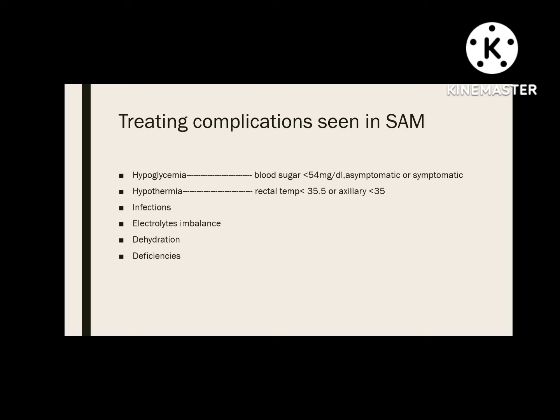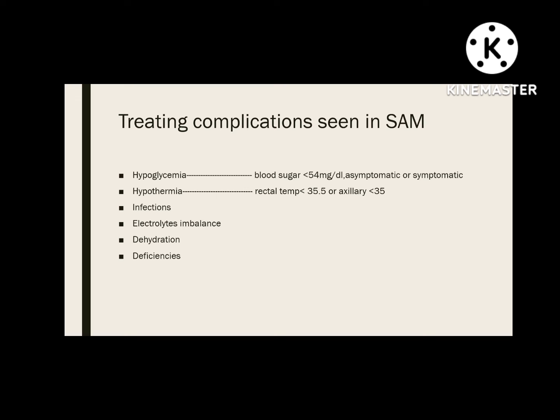Then we try to rewarm the patient, start warming, and we try to achieve a rectal temperature that is above 36.5 degrees Celsius. Hypoglycemia is said when the child has blood sugar level less than 54 milligram per deciliter.